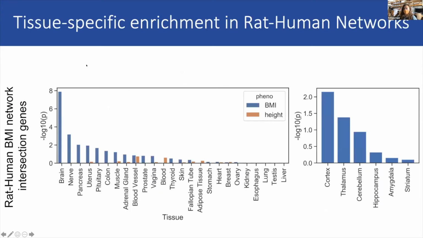Another analysis you can do from our system is we looked at the tissue enrichment of the genes that we got out of our system. Here we took our intersecting network, and we looked at BMI primarily, but we can also look at height. We found that there was substantial enrichment for brain and neurological tissue expression of our genes for BMI, but for height, we found no particular enrichment.